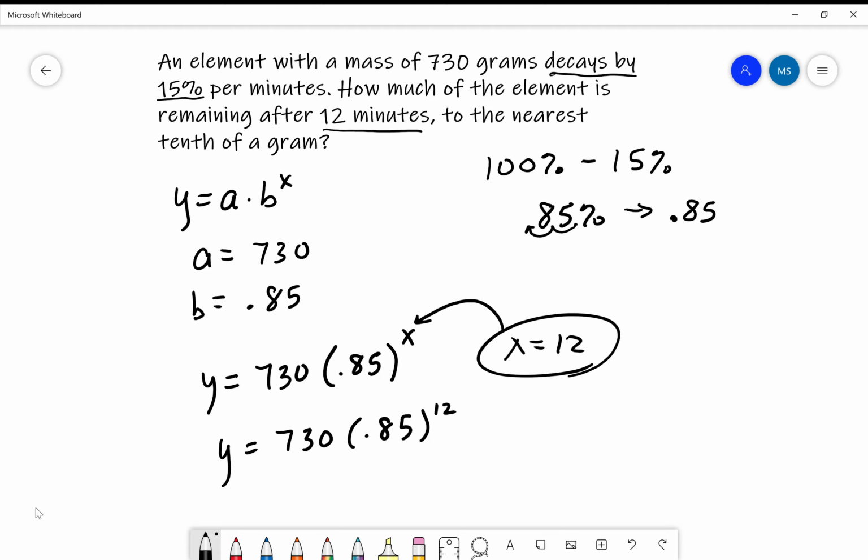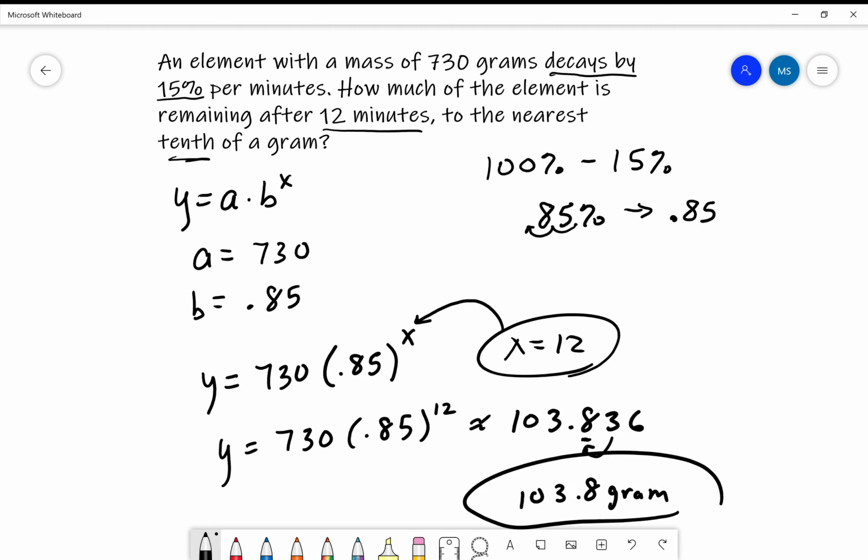So this here is going to get us about 103.836, but they said nearest tenth of a gram. So we're rounding to this 8. That 3 is not enough to bump it up. 103.8 grams would be our final answer here.